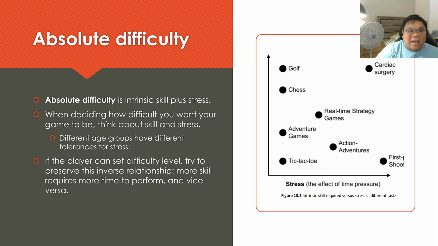And now we talk about absolute difficulty. It's intrinsic skill plus stress. When deciding how difficult you want your game to be, think about skill and stress. Also, different age groups have different tolerances for stress.